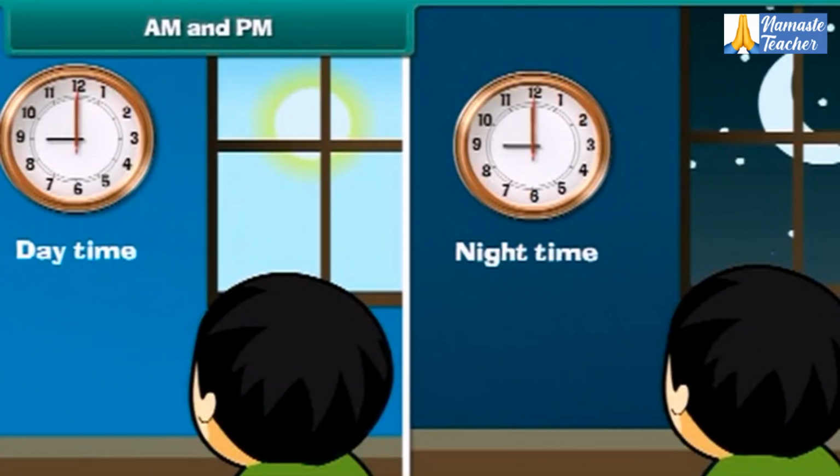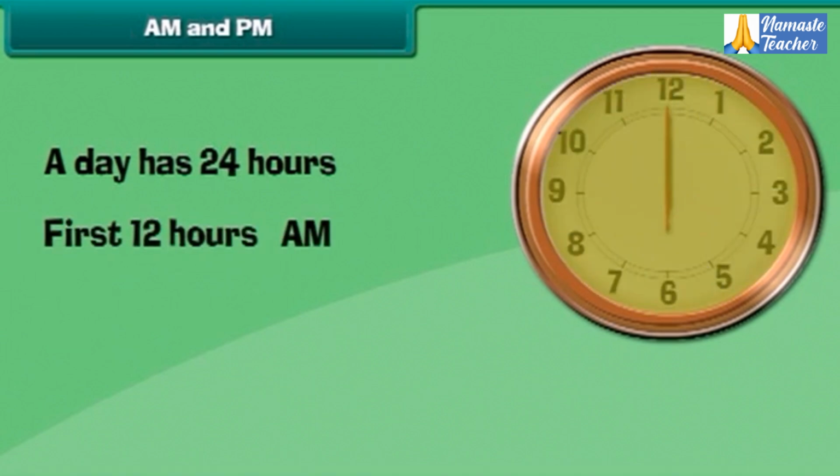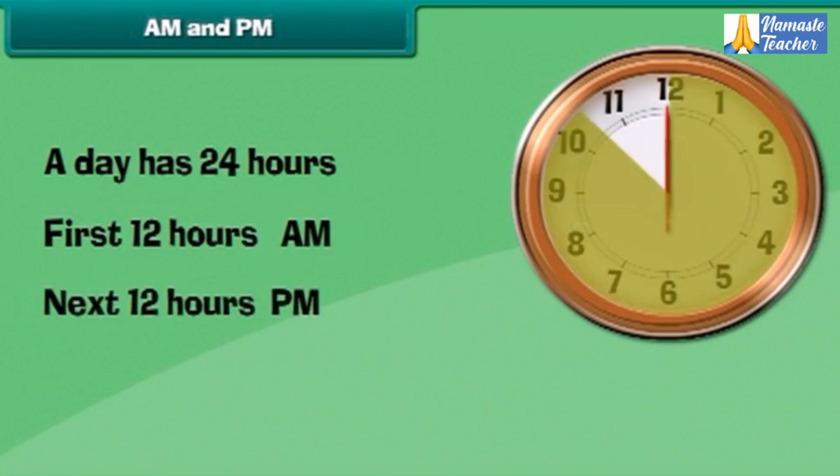Look at these pictures. Both the clocks show 9 o'clock. But do you see any difference in both the pictures? One is daytime and the other is night time. How will you tell which is morning 9 o'clock or evening 9 o'clock? Let me tell you. A clock has 12 numbers marked. You know that a day has 24 hours. Hence, the time for the first 12 hours from midnight to noon is written with AM. The time for the next 12 hours from noon to midnight is written with PM.